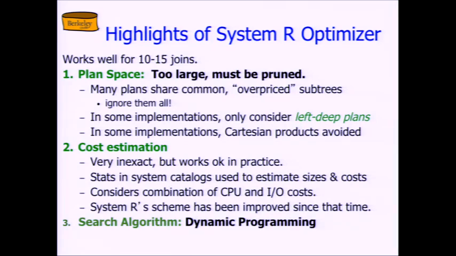Okay. They did actually, even in System R in the 1970s, consider both I/O and CPU costs at some coarse-grained level.